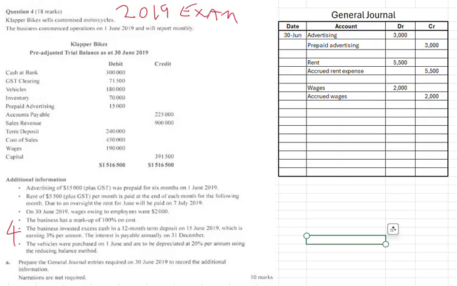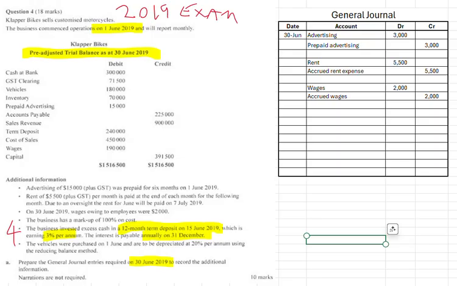So again, just a reminder, in terms of this question, this is a pre-adjusted trial balance at the end of June. We started our business on the 1st, and we've made a 12-month term deposit halfway through the month, earning 3% per annum. The interest is payable annually at the end of the year. Now, what that means is we're not going to receive any interest prior to balance day, which is the 30th of June. But because the accrual basis applies, we need to record the revenue earned.